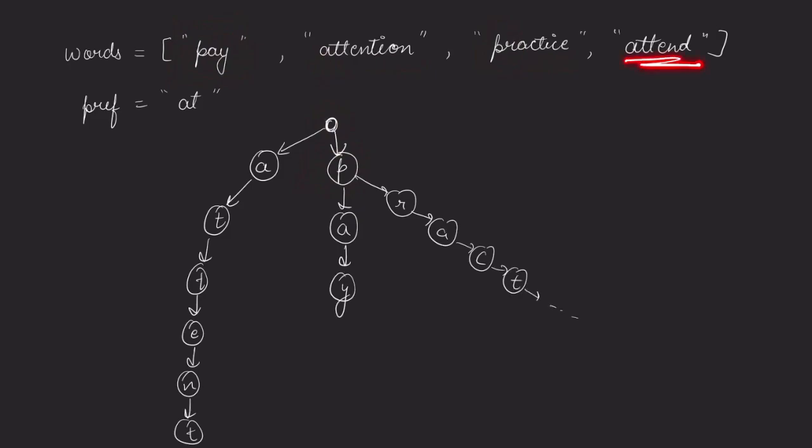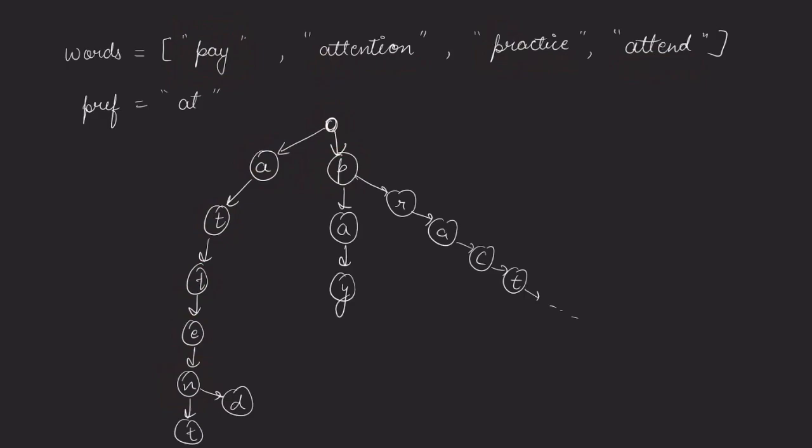Then we'll see for this one, "attend". At the root node for A, we already have it, then T already there, then T already there, then E already there, then N already there, and then D. N does not have a pointer to D, right? So from here, we will create a pointer to D. So this is what our prefix tree will look like, right?